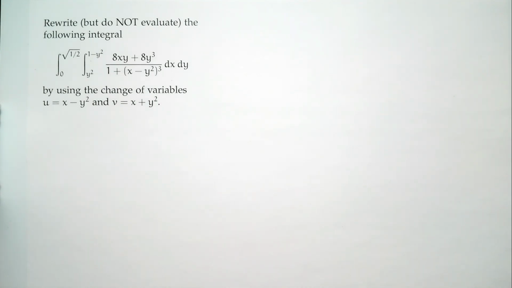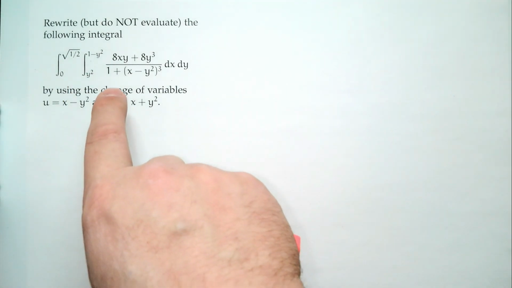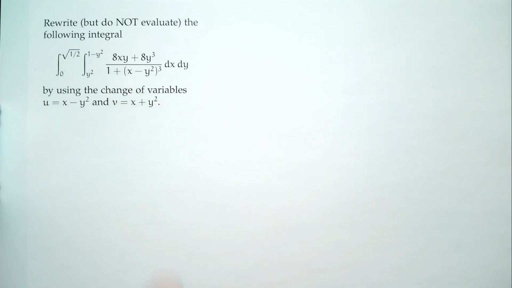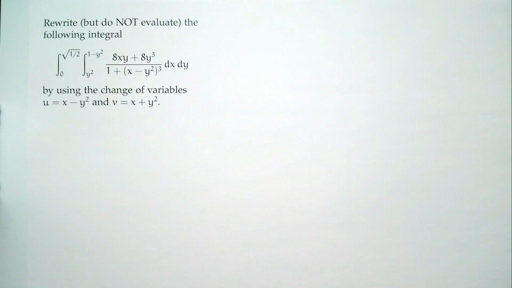So we have this integral, which goes from 0 to the square root of a half, and then y squared to 1 minus y squared, of 8xy plus 8y cubed, all over 1 plus the quantity x minus y squared, cubed. And that's integrated dx dy. We're going to use the change of variables u equals x minus y squared, and v equals x plus y squared.